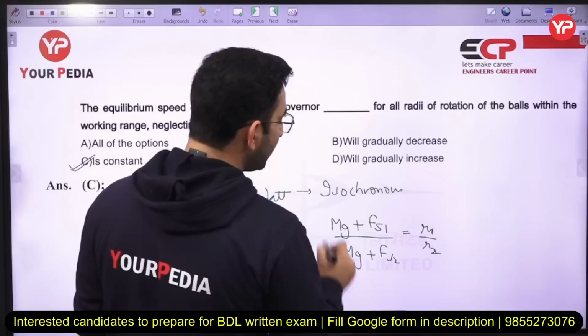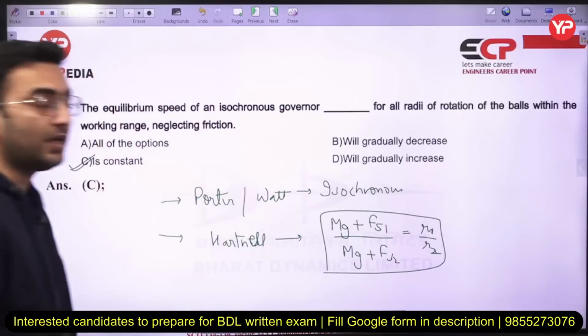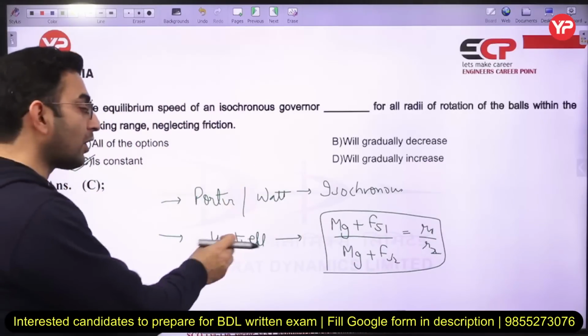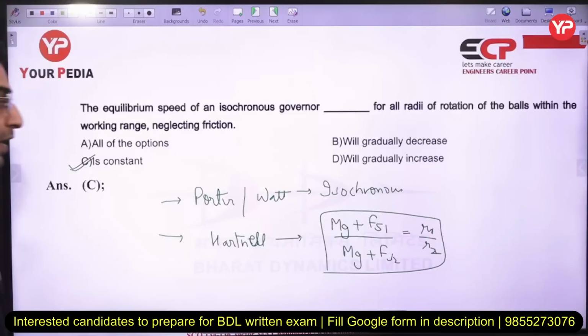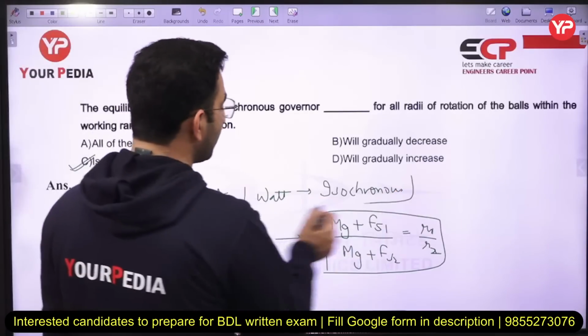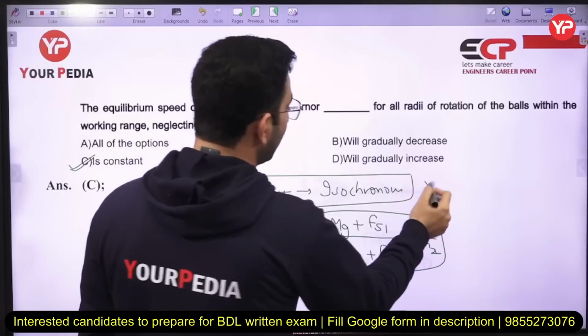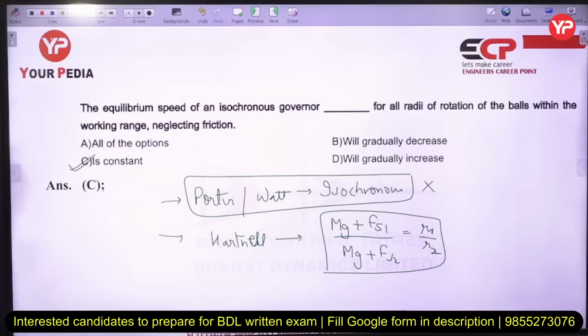So if this condition is satisfied, at that point of time we can say the spring controlled governor or a Hartnell governor can be made equal to an isochronous governor, but the Watt and Porter governor, you can never make it as an isochronous governor here.